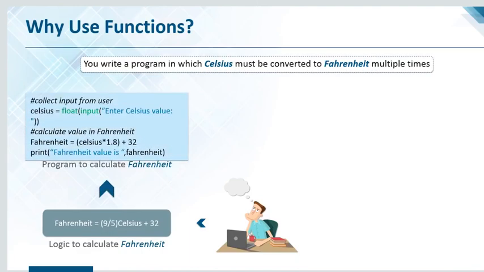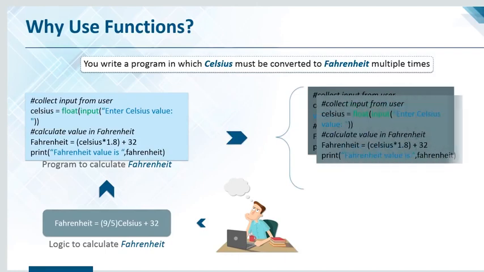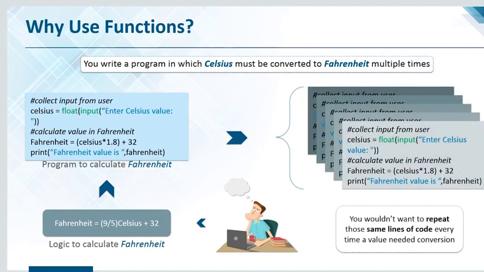Well, here's the program to calculate for the Fahrenheit, right? So we collect the input from the user, we enter the Celsius value, and the value in Fahrenheit has been converted and it has been printed. Well, it is really good, right? So this has been done once. But what if you actually want to do it multiple number of times?